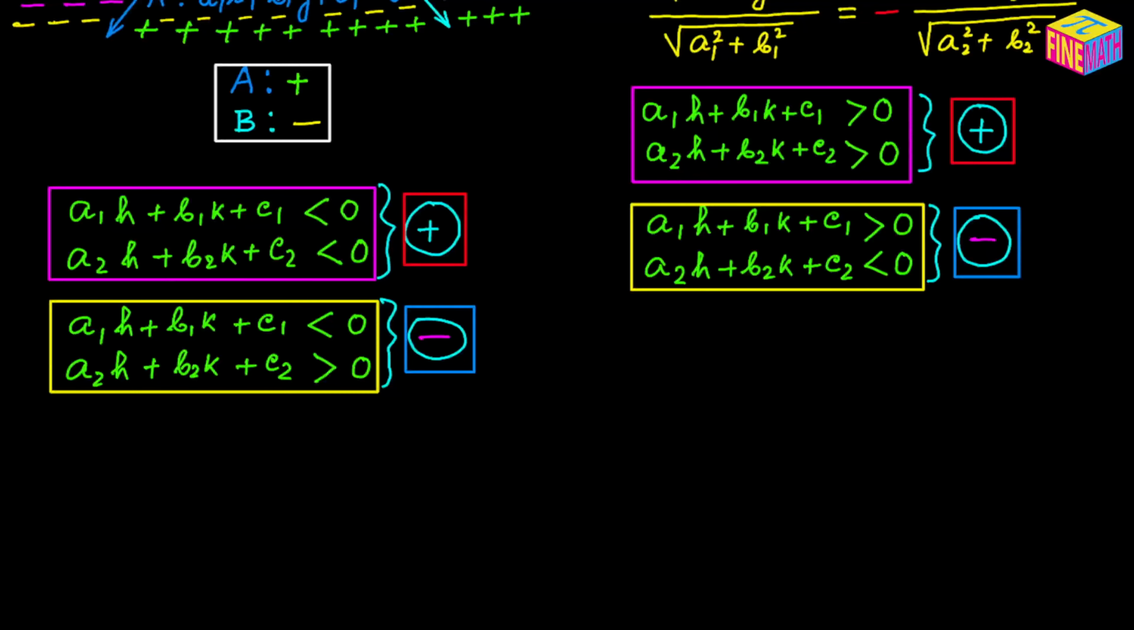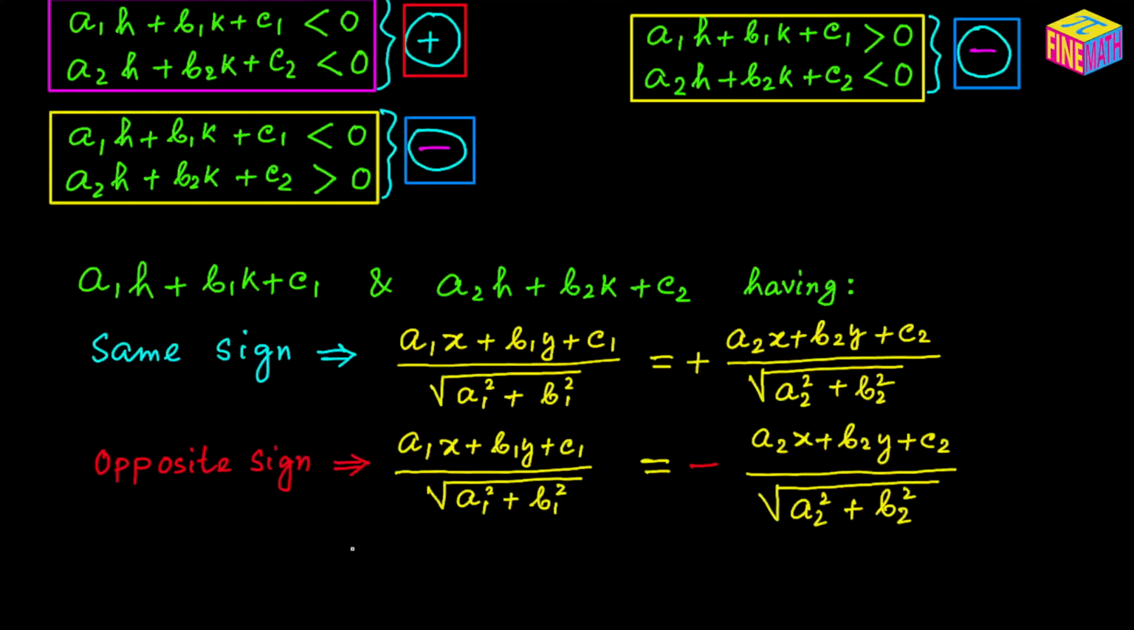So let me quickly summarize this. Here I have noted that when the expression a sub 1 times h plus b sub 1 times k plus c sub 1 and the expression a sub 2 times h plus b sub 2 times k plus c sub 2 have the same sign, then the equation of the bisector would be with the positive sign on the right hand side, and that will be the bisector of the angle that contains the point Q whose coordinates are h comma k. And when those two expressions have opposite signs, then we have to go with a negative sign for the equation, and that will be the equation of the bisector of the angle that contains the point Q.